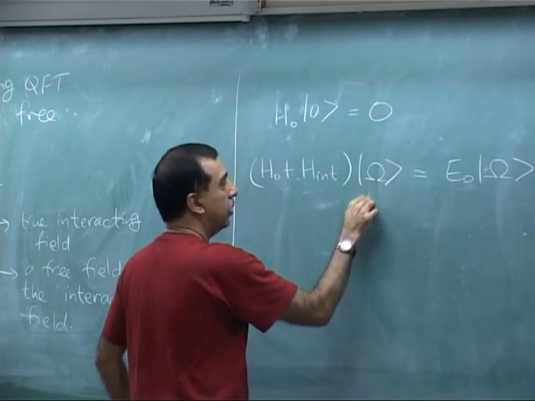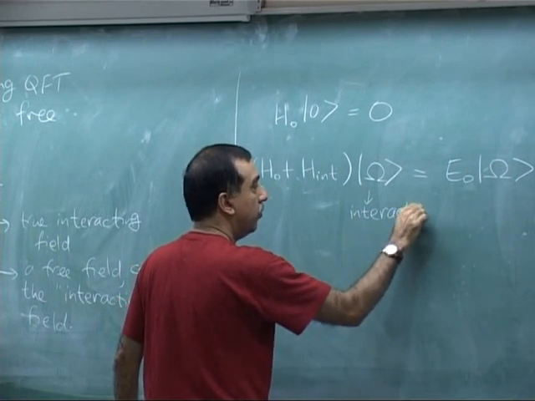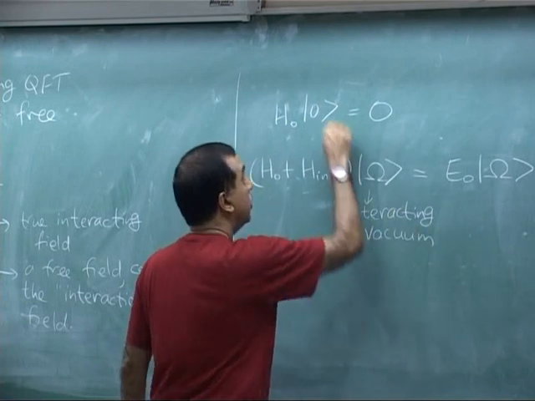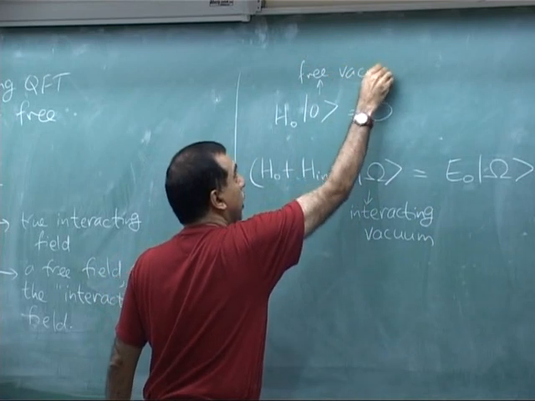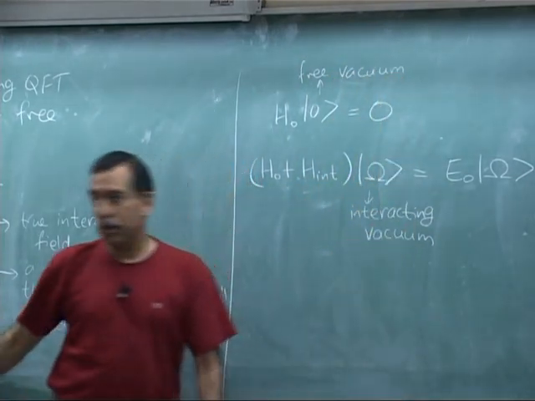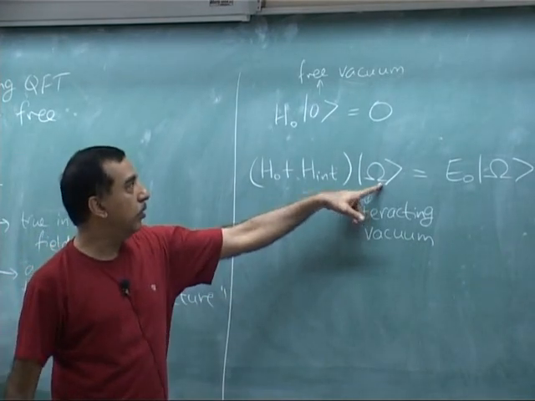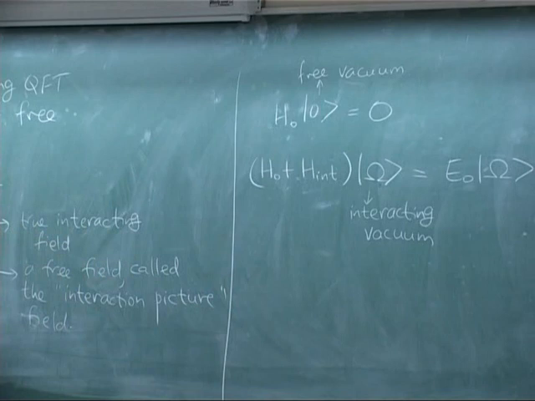And this is the interacting vacuum. That means the vacuum of the interacting system, while this one is the free vacuum. So these are all completely natural concepts. We'll see in a moment that this interacting vacuum can be expressed in terms of the free vacuum, again in perturbation theory.